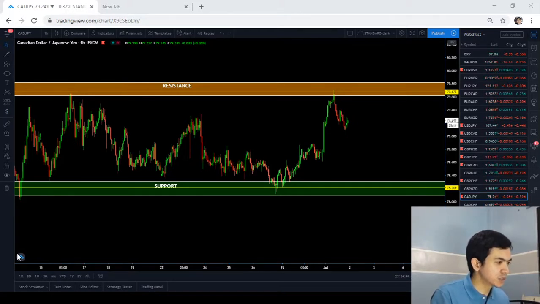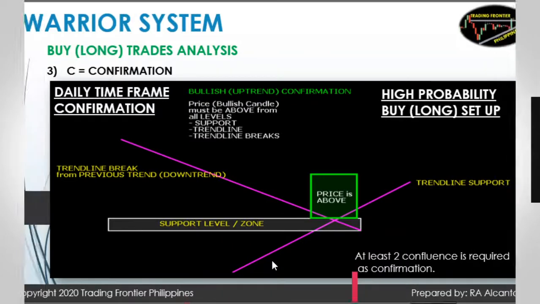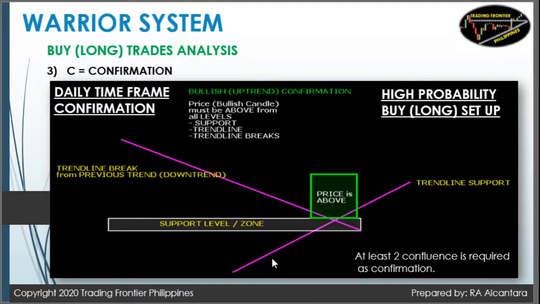Again, I'm not using this strategy anymore because I have my champion system strategy, only exclusive for VIP students, by the way. Okay? But I still know the concept of this TFWR system because yun yung ginagamit ko when I was starting, and I made some decent profits out of that system.